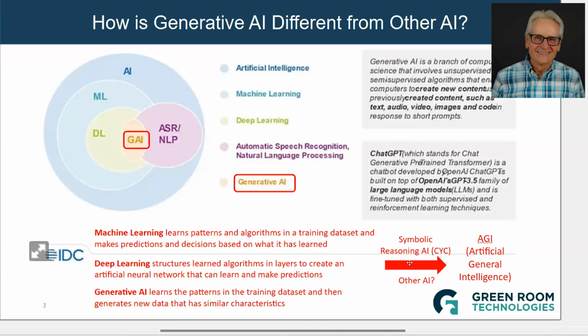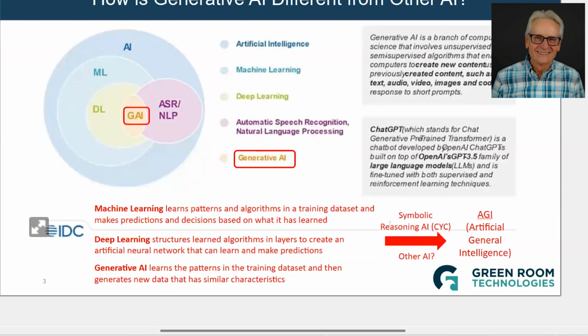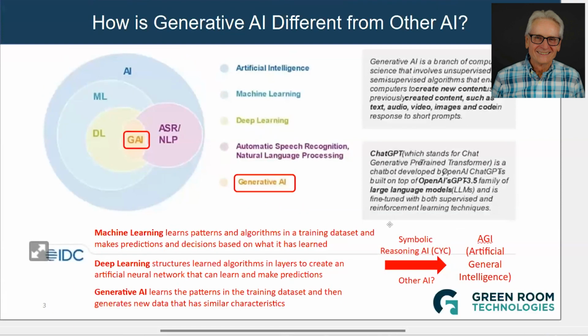What's missing on my slide in the Venn diagram is something called symbolic reasoning AI. This is the other side of the world from the statistical probability AI that generative AI is. And the best example of this is a project called Psych that was started at MCC back in the early 80s by Doug Lenat. And so Psych works with symbolic reasoning. So rather than statistically trying to predict, it works with symbolic logic.